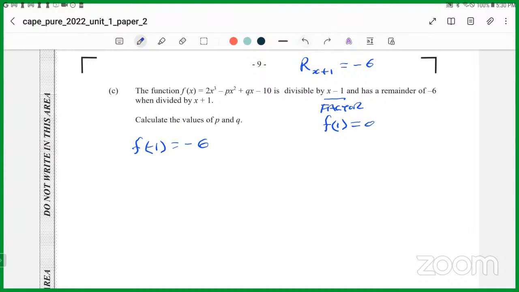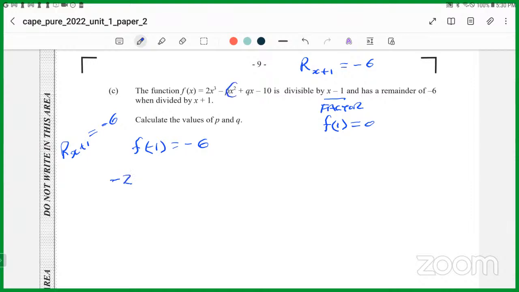f of -1 equals -6. The remainder is -6 when the divisor is x plus 1. Let me write it out here. This is saying the remainder from x plus 1 is equal to -6, and this one was a factor, so f of 1 is 0. Basically, we're going to put -1 in this function for the x, and the result is -6. Simple as that. So we're going to end up with, right here, -1 cubed becomes -1. 2 times -1 is -2. So this expression becomes -2.